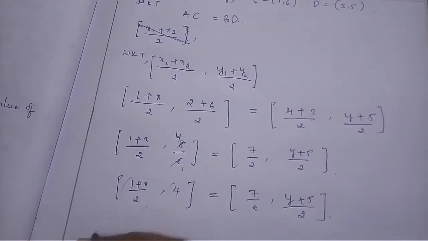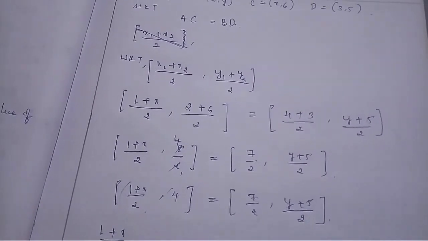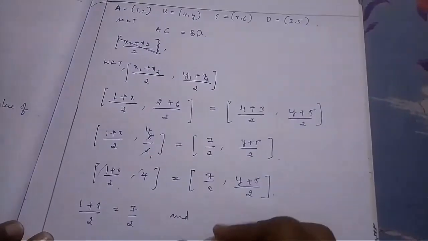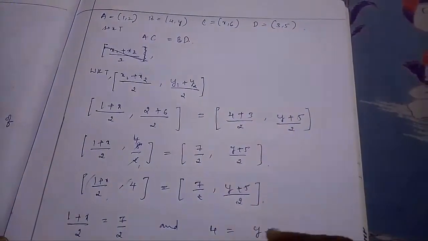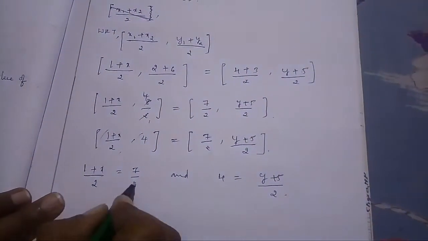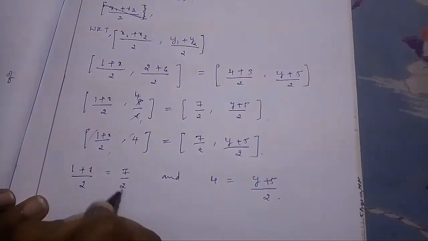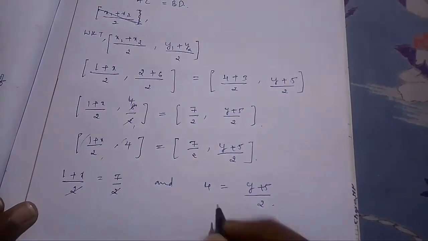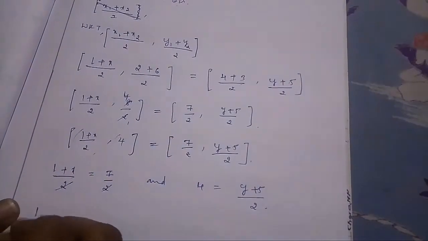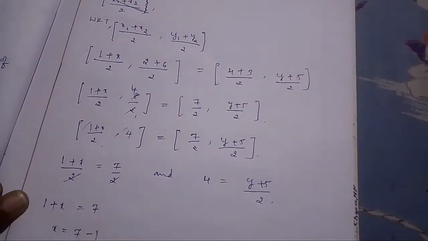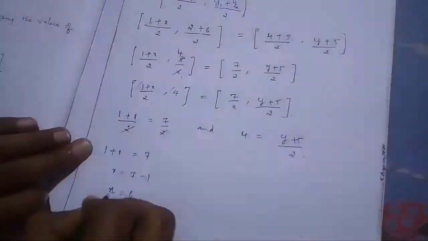Okay. That is (1 plus x) divided by 2, which is equal to 7 by 2, and 4 is equal to (y plus 5) by 2. We can cancel each other. Both the denominators having the same value, we can directly cancel. 2 gets cancelled. 1 plus x is equal to 7. x is equal to 7 minus 1, that is x equal to 6.